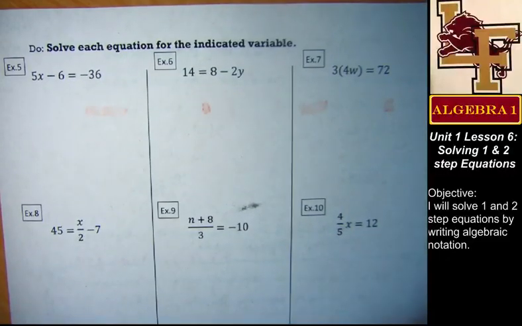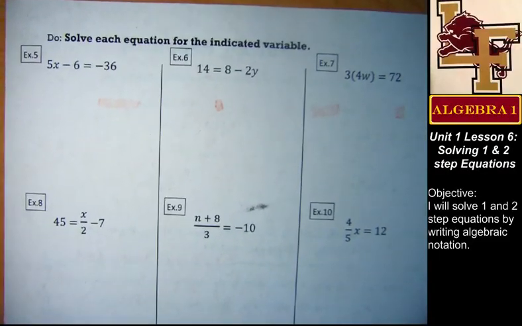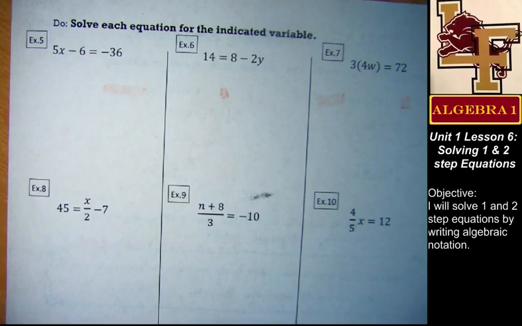So when you're solving equations, not all of them are just one move and the variable's by itself. Some of them require more than one step to get the variable by itself. In order to figure out which thing to do first, you have to think of your order of operations. Your PEMDAS.